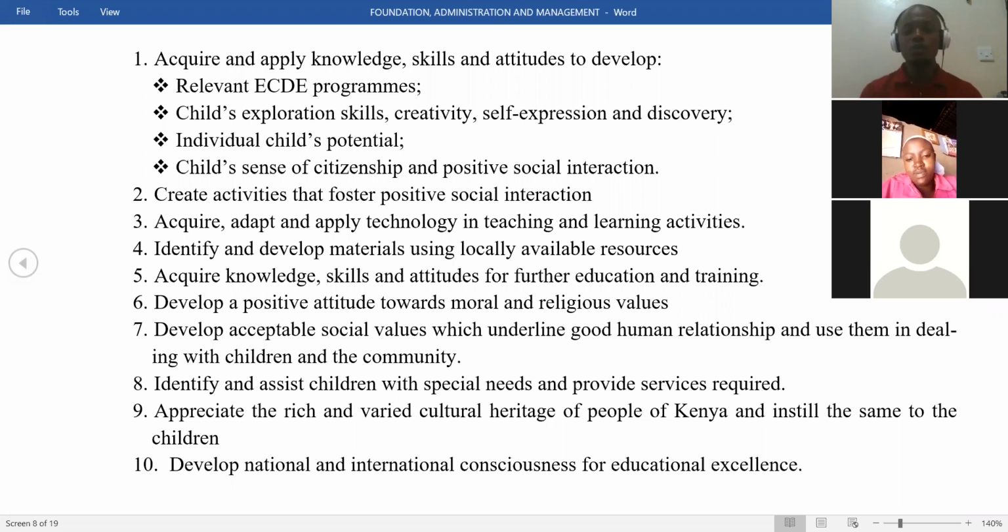Maybe when we learn what they can do, we are appreciating the rich culture, and still we can instill the same in children. Number 10. Read number 10. Develop national and international consciousness for educational excellence.